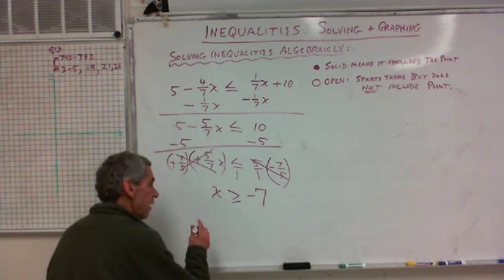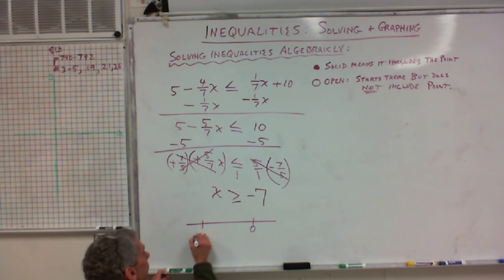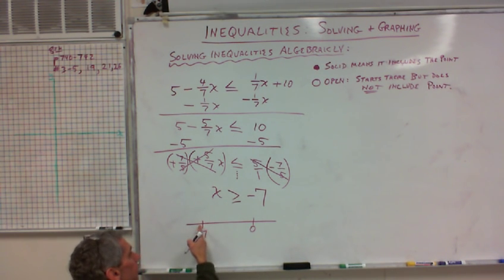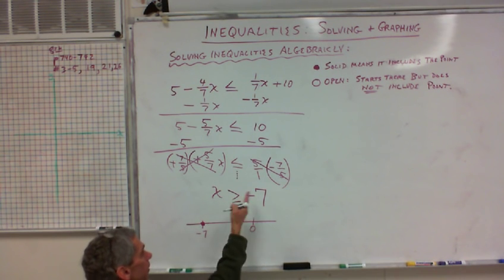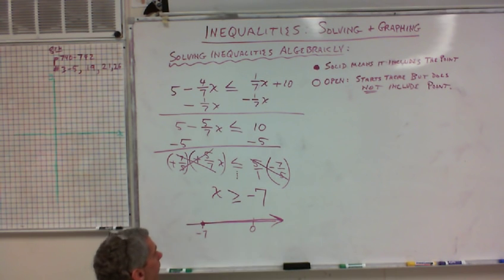Okay? Now to graph it, here's my 0. Here's my negative 7. What do I put here? Solid or open dot? Solid dot. And x is greater than that point. Bigger is on this side, so I go this way and I put my arrow.